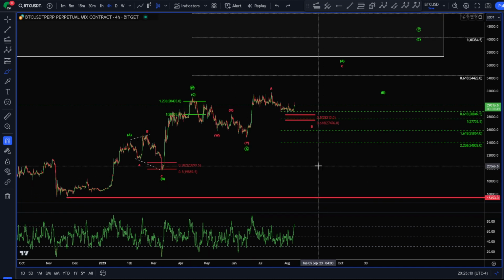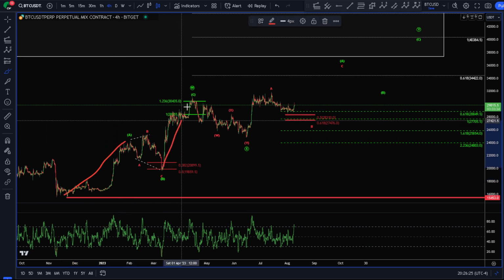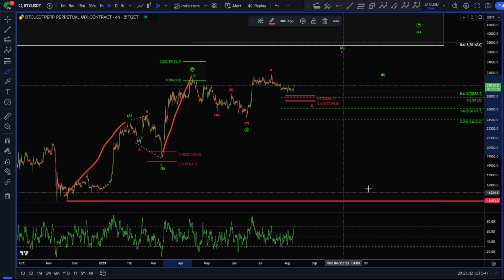Now this is my primary count. There's obviously other alternatives, but this I think fits best to currently what's going on in the market. I have an ABC up for a proposed W wave. The main reasons for this is the A wave equals 1.236 on the linear scale, which is a common target, and on the log scale we hit the 1-to-1. So both those hit common targets, which is why I'm leaning into this as my count.